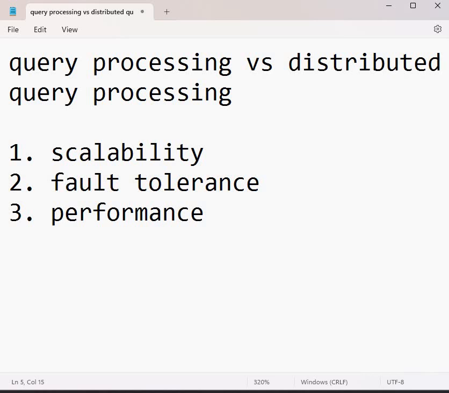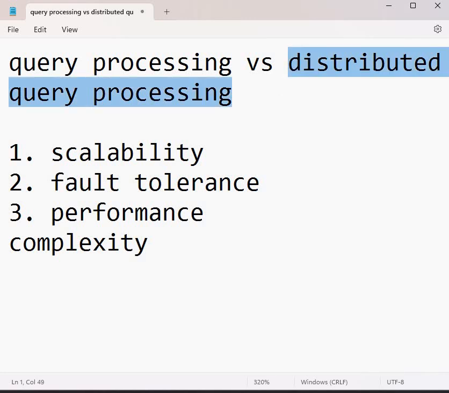And another difference, I don't know if it is a key difference or not, but it just crossed my mind, complexity. So that's another difference, right? Distributed query processing obviously is more complex to set up and maintain because we are dealing with many servers, many databases, right? Data is distributed. It requires coordination between different servers. And if there are failures, handling is also very important, right? So it is a bit complex.